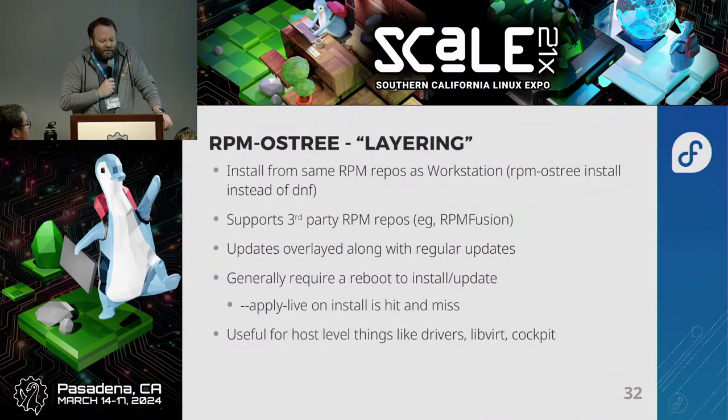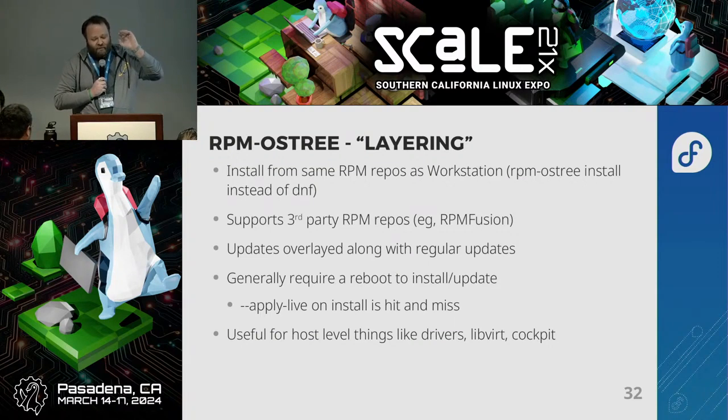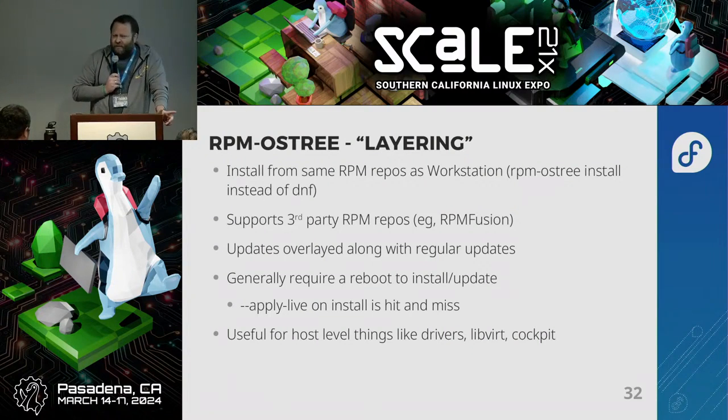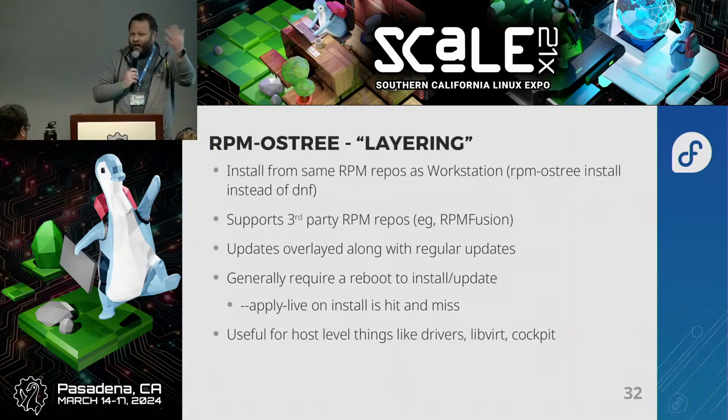So the last thing, rpm-ostree with this layering. The idea is the same thing, that we're going to use these file system layers to install the same packages as the RPM repos from Workstation. So just like you would do dnf install firefox, you could do rpm-ostree install firefox. It still supports third-party RPM repos, so RPM Fusion can still work with rpm-ostree. Updates are overlaid along with your regular updates, and we verified that does work out of the box.